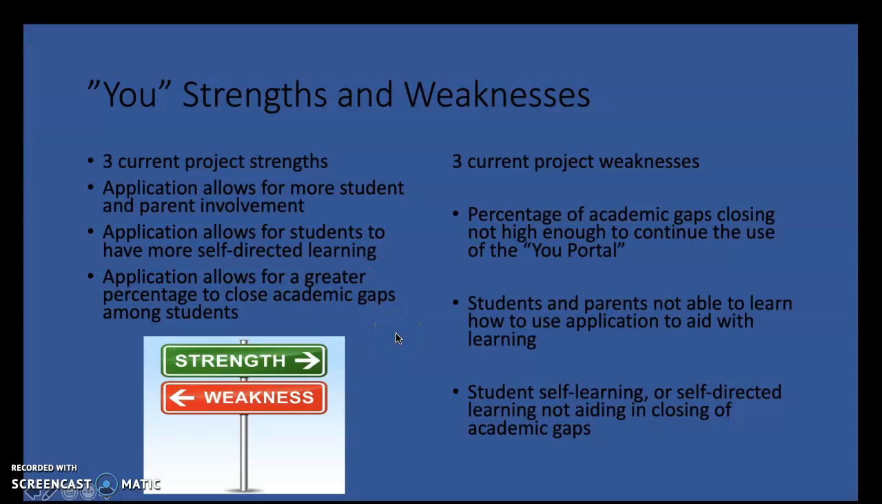Strengths and weaknesses. Three project strengths: the application allows for more student and parent involvement, allows for students to have more self-directed learning, and allows for a greater percentage to close academic gaps among students. The weaknesses are: the percentage of academic gaps closing is not high enough to continue the use of the U Portal, students and parents are not able to learn how to use the application to aid with learning, and students' self-directed learning is not aiding in closing the academic gaps.